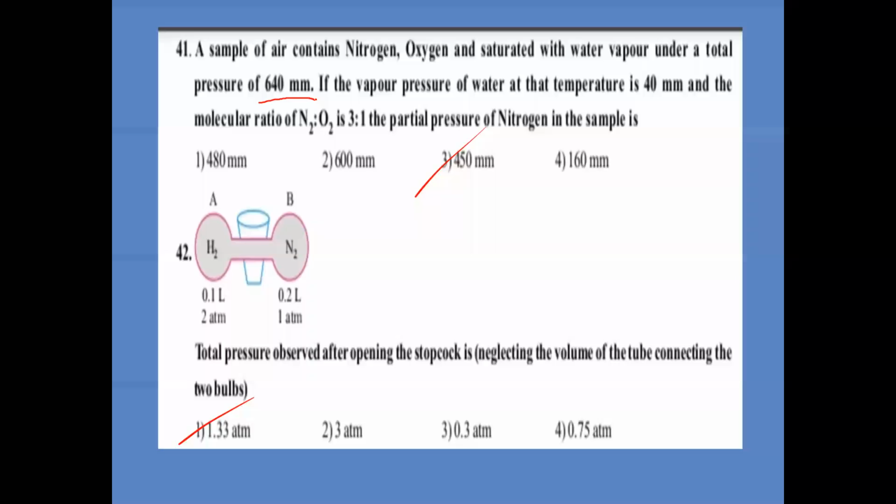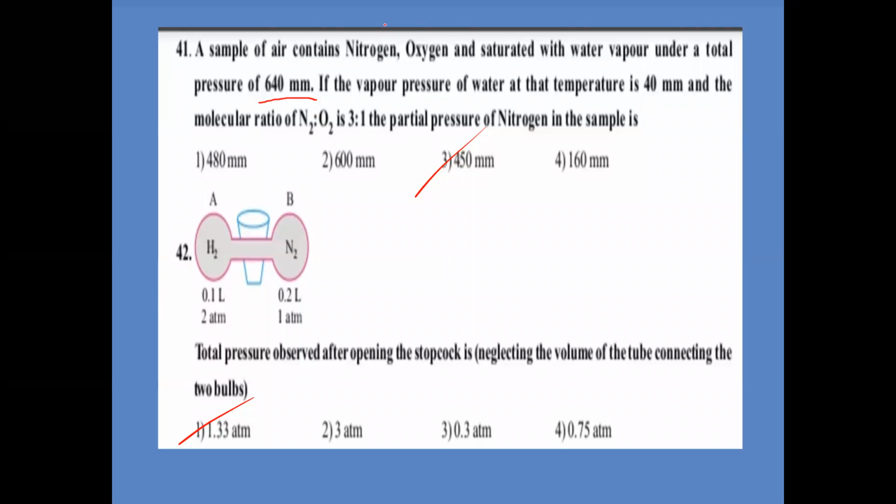Remember this, P total. P total of which gases here? Nitrogen gas, oxygen gas, and saturated water vapor, meaning water vapor plus O2 plus N2. These three gases together form the mixture. For the total mixture, the pressure is 640 mm, as given. So we have to recall Dalton's law of partial pressures once.